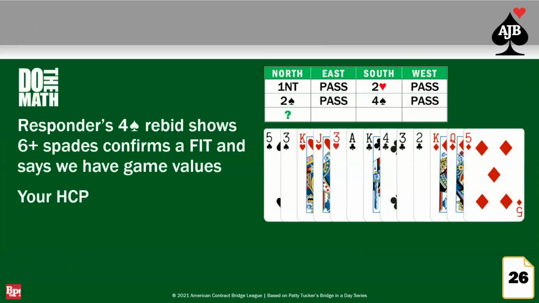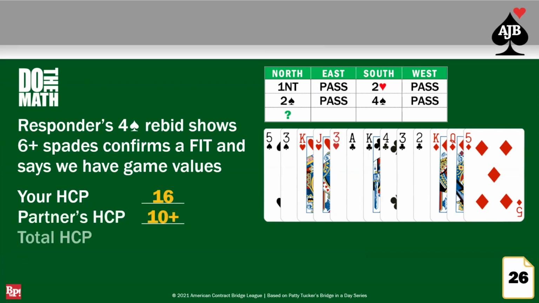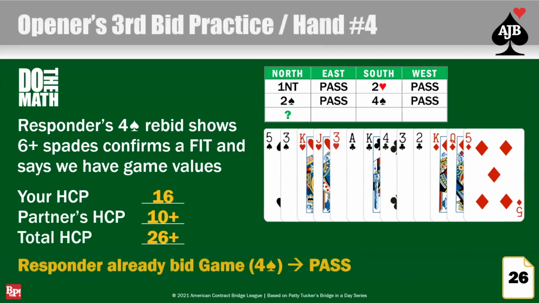And the last one, hand 4. Partner rebid 4 spades, transferred to spades and bid 4. So it doesn't even matter how many high card points I have. He said, we're playing game in spades. I really can do the math, but I don't have any decisions to make, right?